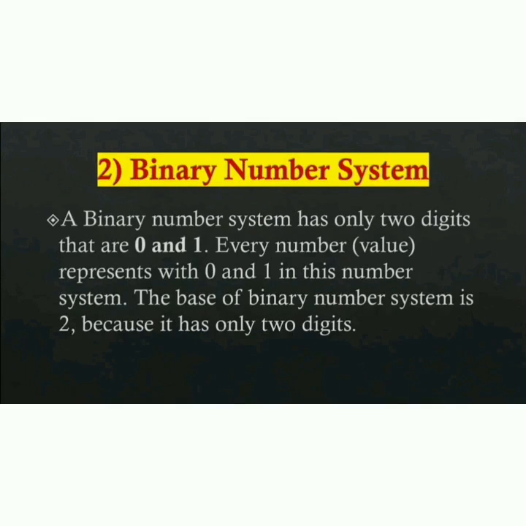Second is binary number system. A binary number system has only two digits, that are 0 and 1. Every number is represented with 0 and 1 in this number system. The base of binary number system is 2 because it has only two digits.